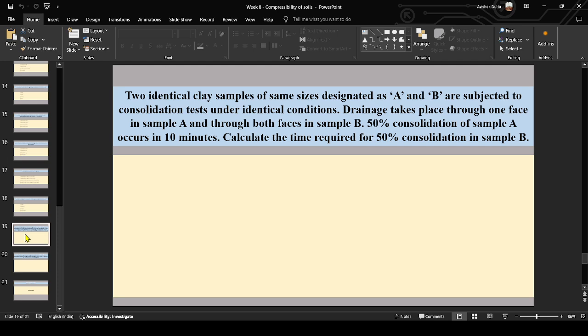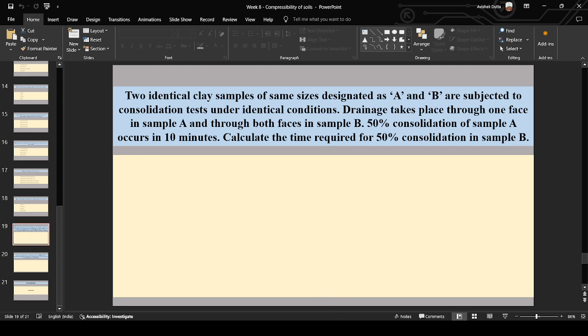So here there are two samples, A and B, same sizes, identical conditions, everything is same. The only difference is that drainage is occurring through one face, single drainage, in the case of A, and in sample B, double drainage, that is drainage occurring through both faces. Now in the case of A, where single drainage is occurring, 50% consolidation occurs in 10 minutes. So for the case of B, where double drainage is occurring, how long will it take for the same 50% consolidation in sample B?